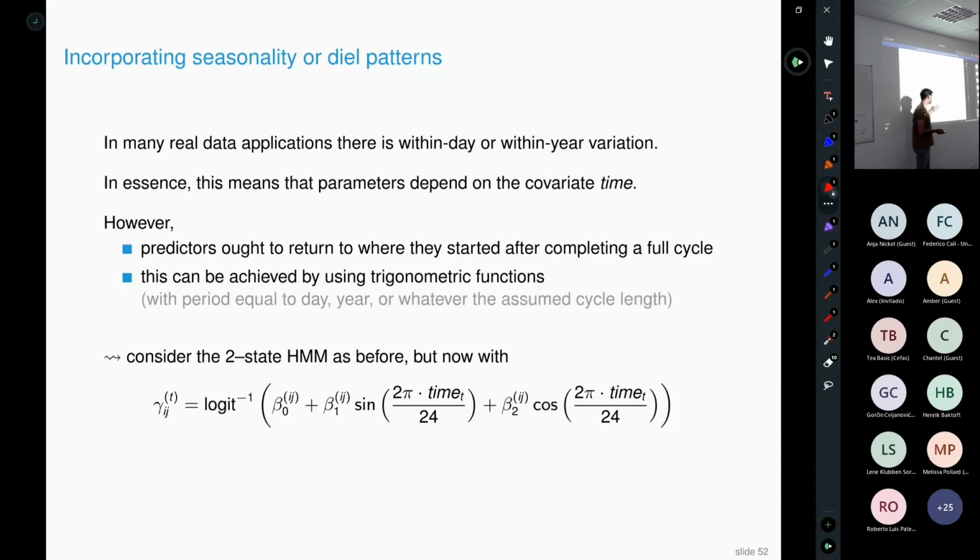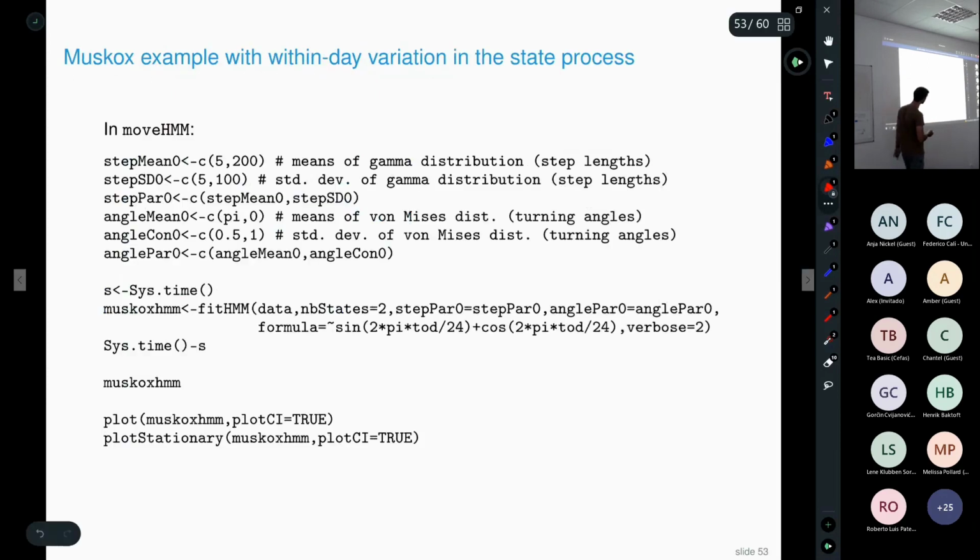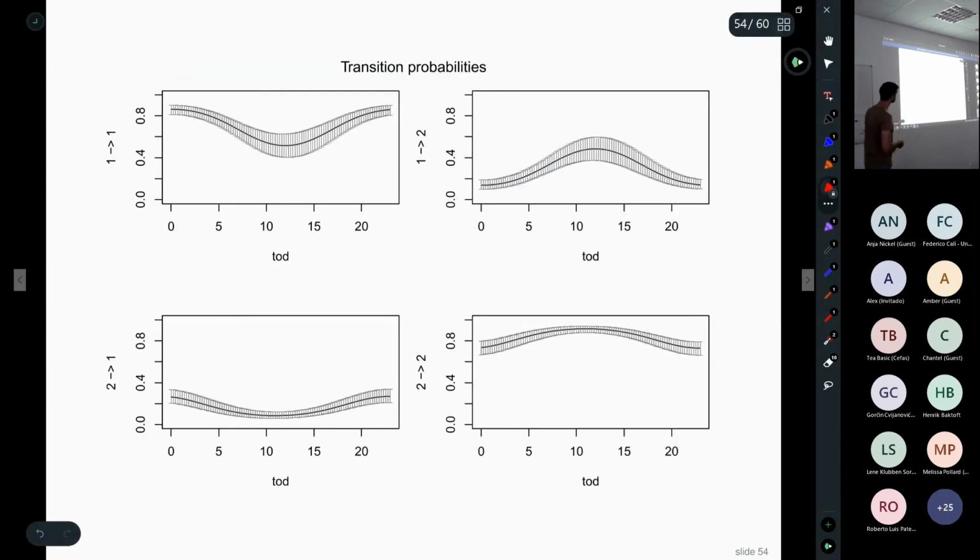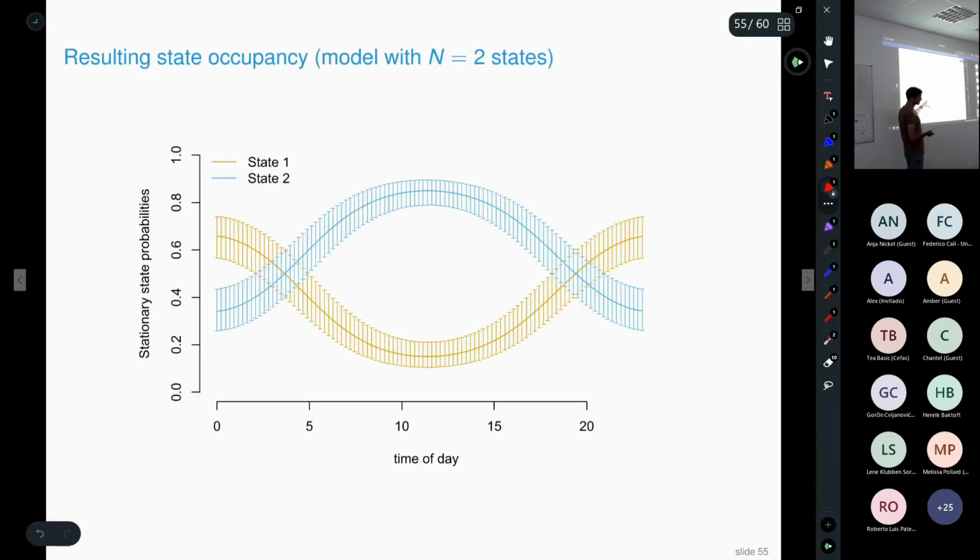So you incorporate, for example, trigonometric functions, and then you get an output like that, where you have time of day as a covariate, and it's estimated in a way so that after 24 hours, the regression function is exactly where it started. That's because of the use of the trigonometric functions. And from this, you can then also derive state occupancy, or the probability of being in states as a function of time of day. That's for the two-state model.